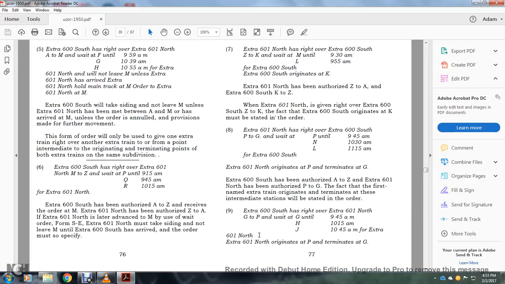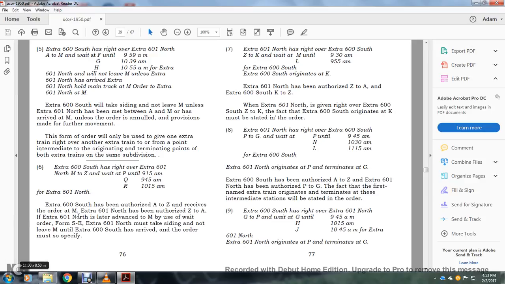Q 9:45 and R 10:15 a.m. For Extra 601 North, Extra 600 South has been authorized for A to Z. Received the order for the M. Extra 601 North has been authorized Z to A.